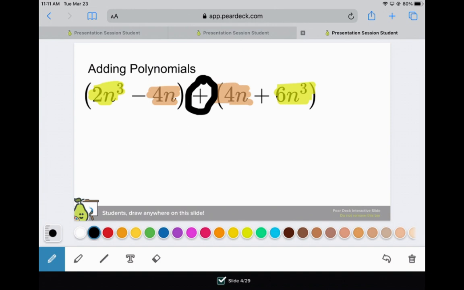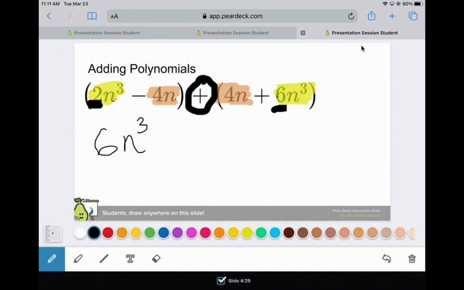You add them together. So when you add them, you add the coefficients together, but you're not going to change the variable with the exponent. So this is going to give you 8. You don't add the variable in the exponent. It's going to be n to the third. You keep that. Okay, you only add the coefficient. So it's 8n to the third.